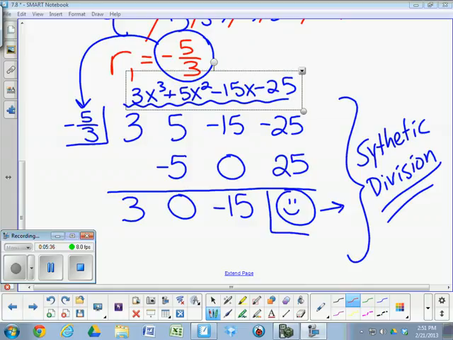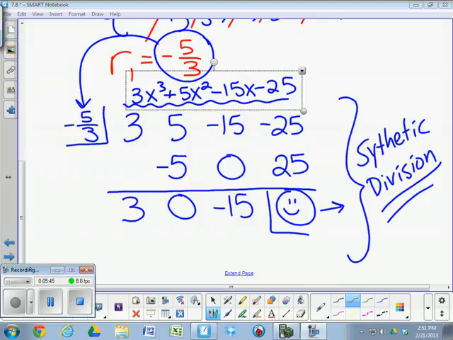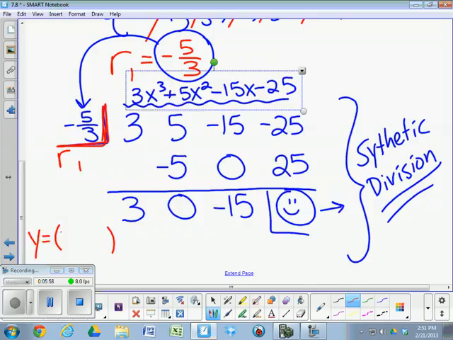Now that we have this result, 3, 0, and negative 15, you're probably wondering, well, what does that have to do with all this? Well, here's what it has to do with all of this. If we knew that negative 5 thirds was this suspect, it definitely was root 1. What does that mean about one of the factors? It's x plus 5 thirds.